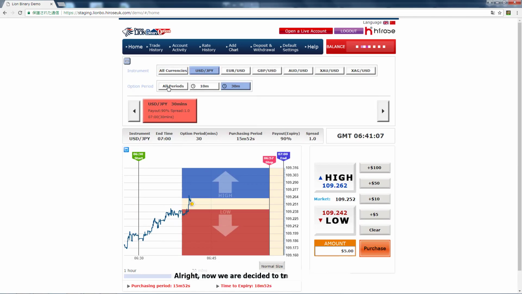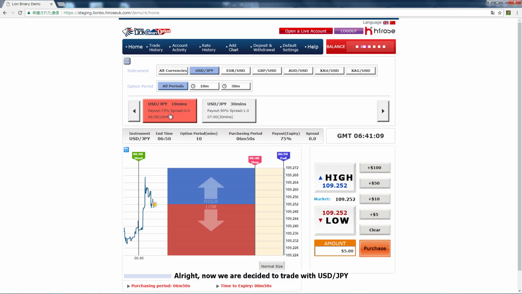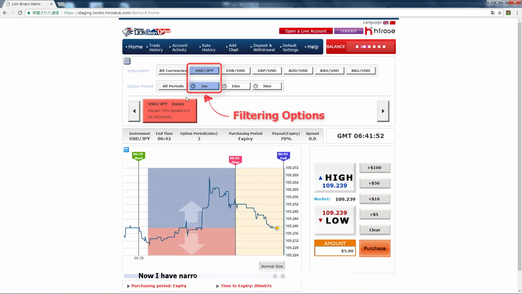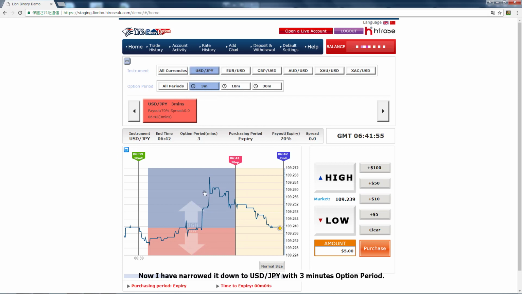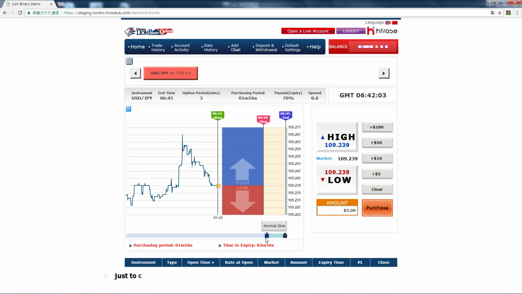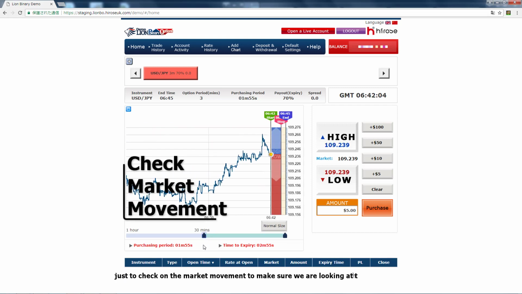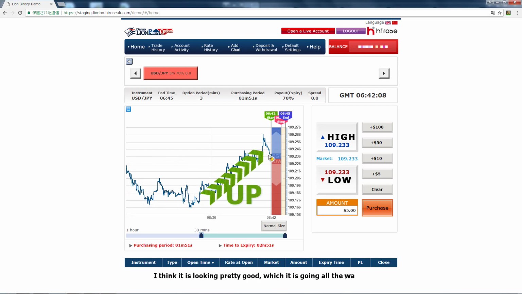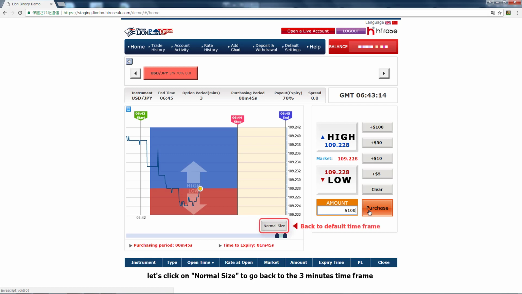Now we have decided to trade with US dollar and Japanese yen, so we will narrow it down. Now I have narrowed down to Japanese yen and the 30 minutes option period. There's only one option shown there, which is all good. We'll have a look at the 30 minutes time frame just to check the market movement and be sure that I'm looking at the right choice. I think it's looking pretty good, going all the way up. So we'll go after the US dollar Japanese yen for now. Now let's click on normal size to go back to the 3 minutes time frame.